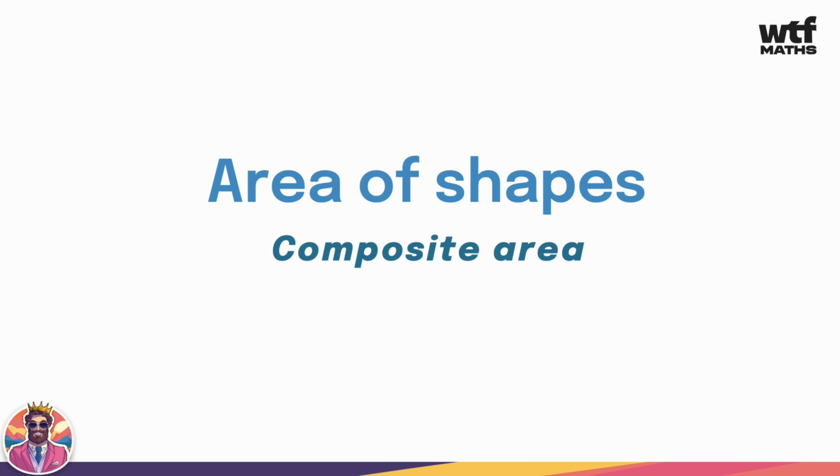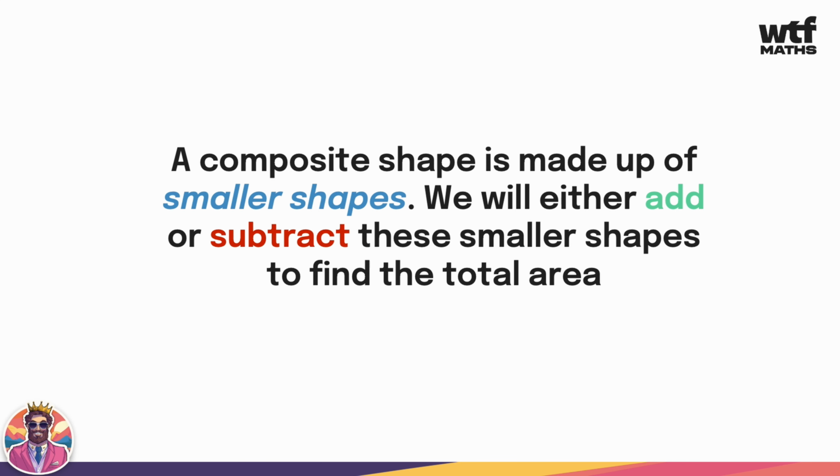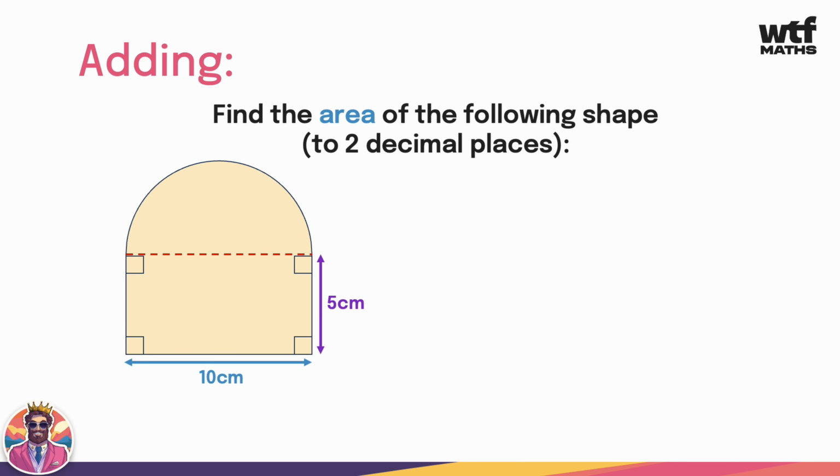Hey everyone, today we're looking at the area of shapes, in particular composite area. A composite shape is a shape that is made up of smaller shapes. You'll either have to add or subtract these tinier shapes together to find the total area. Let's look at an example of adding.